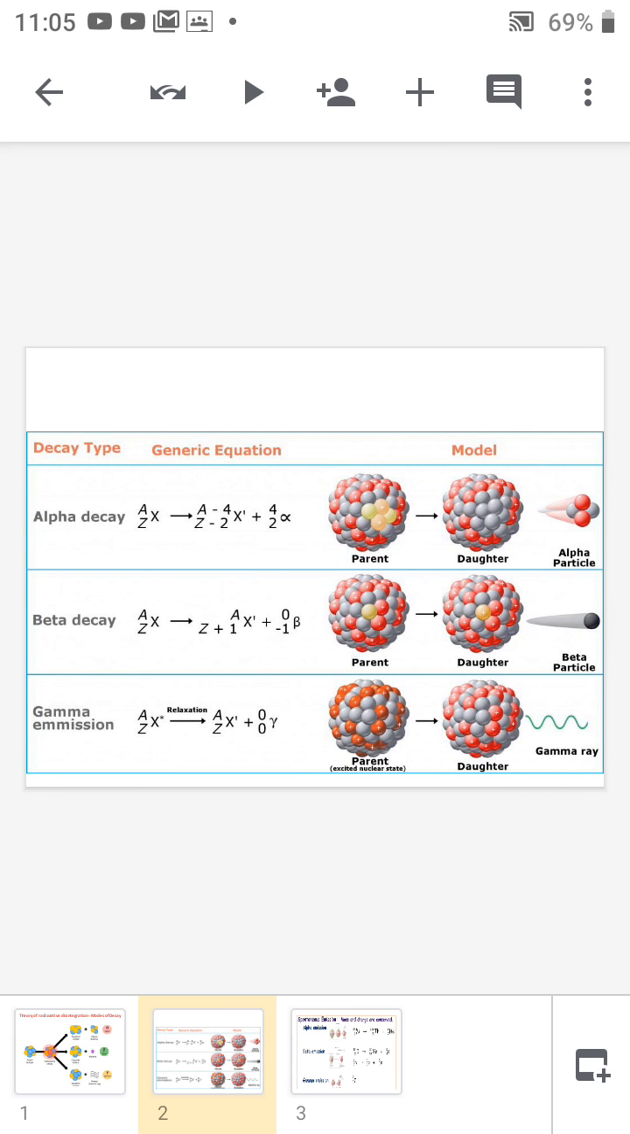For emitting beta radiation, the parent nucleus will emit beta radiation, and the daughter nucleus which is formed has an atomic number one greater than that of the parent nucleus, and there is no change in the mass number. And for gamma radiation, we know that gamma radiation has no charge, so the atomic number and mass number are retained in that radioactive disintegration.